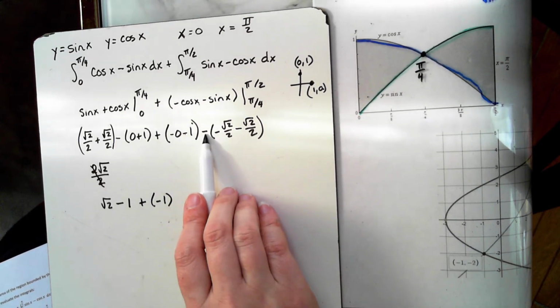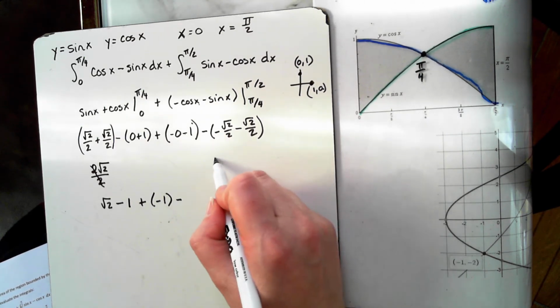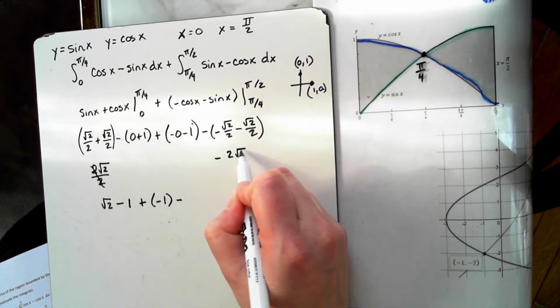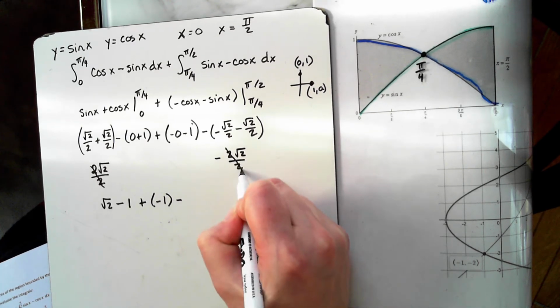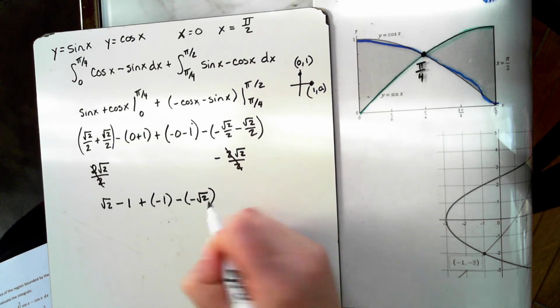Okay, and here I'm subtracting. And when you add these, you get negative 2 square root 2 over 2. And these will cancel. So it's negative square root 2.